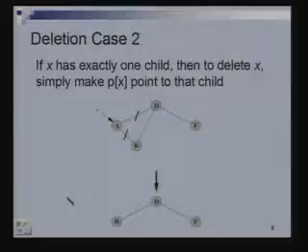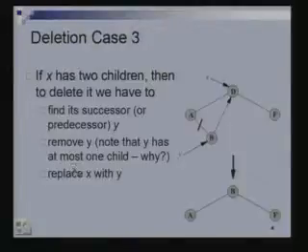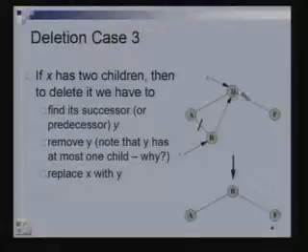The third case is when the node to be deleted has two children. Maybe x is a reference to the node which is to be deleted. The node to be deleted is the one containing d now, and it has two children. So, what do we do now?